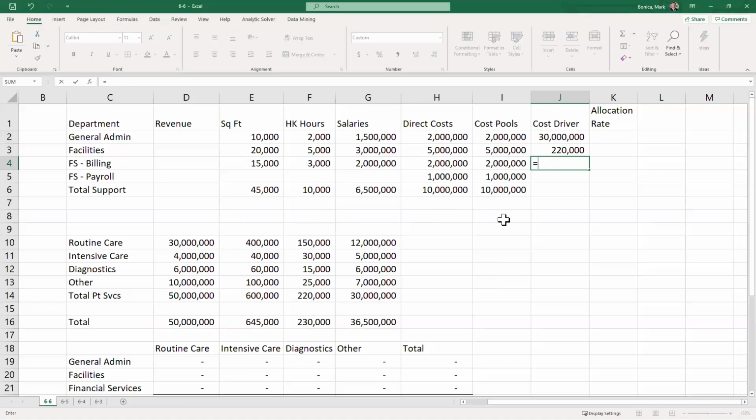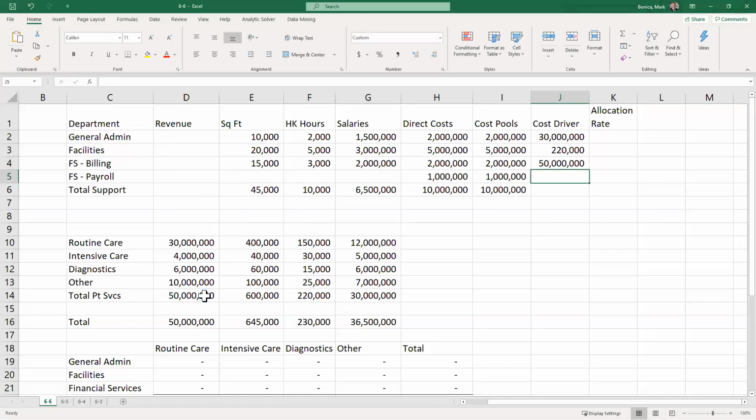All right, billing. Of the choices of drivers that we have, revenue, square feet, housekeeping hours, and salaries, which makes the most sense for allocating billing costs? Well, the only one that's really directly related to billing is the revenue that's brought in. So that's the closest. Probably not the optimal one, but it's the closest. So we will use total revenues as our cost driver.